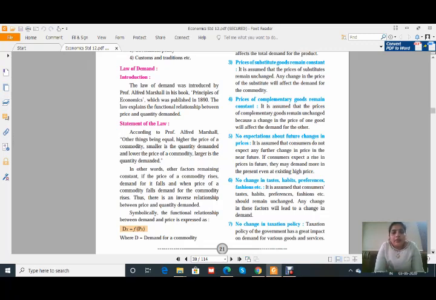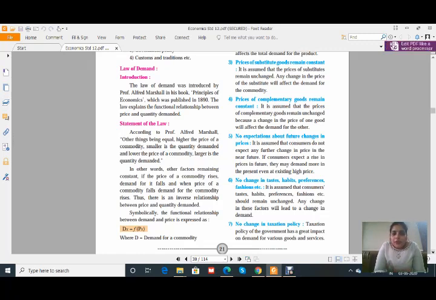According to Professor Alfred Marshall, other things being equal, higher the price of a commodity, smaller is the quantity demanded, and lower the price of a commodity, larger is the quantity demanded. Other things being equal, this is one of the important things. What are these other things? These are the assumptions of the law, and at that point of time, if the price of the commodity is higher, then the quantity demanded is less, and vice versa. That means if price is less, demand will be more, and if price is more, demand will be less.